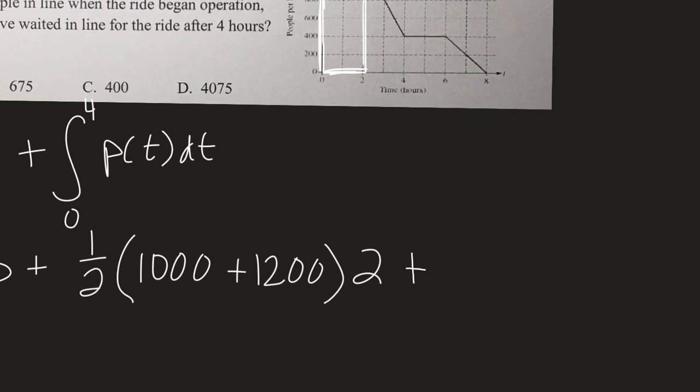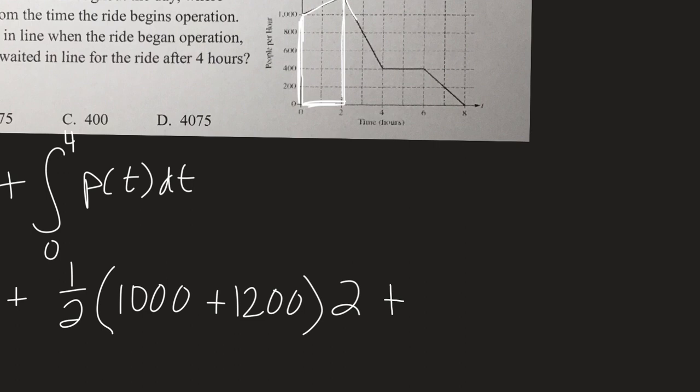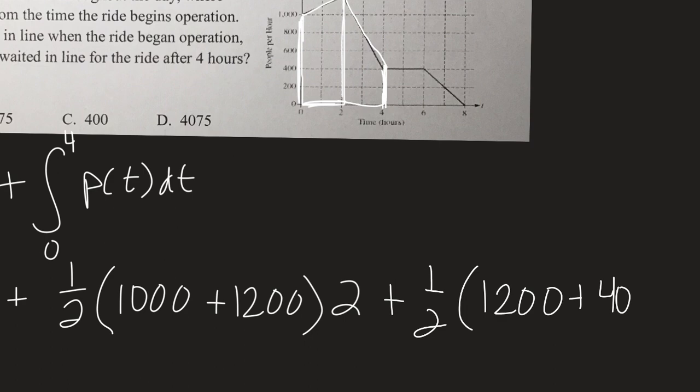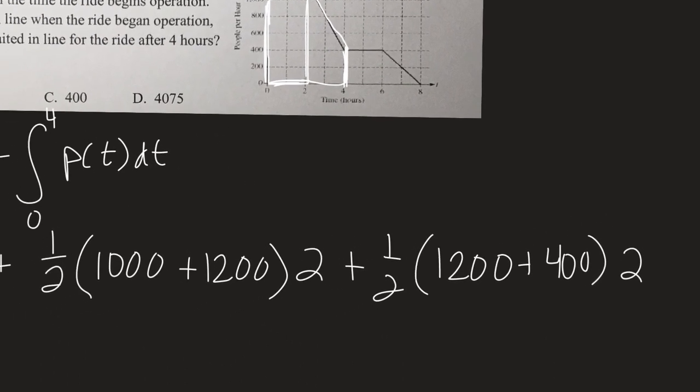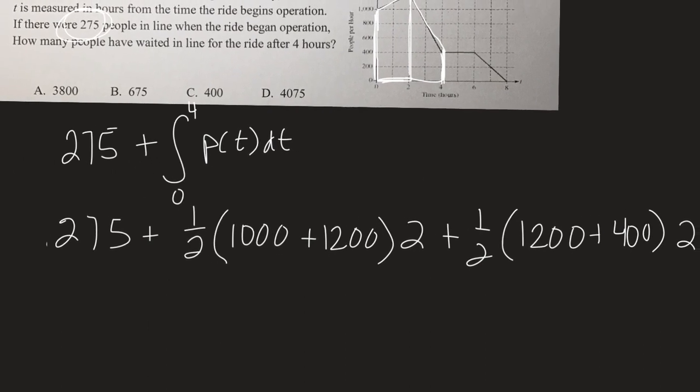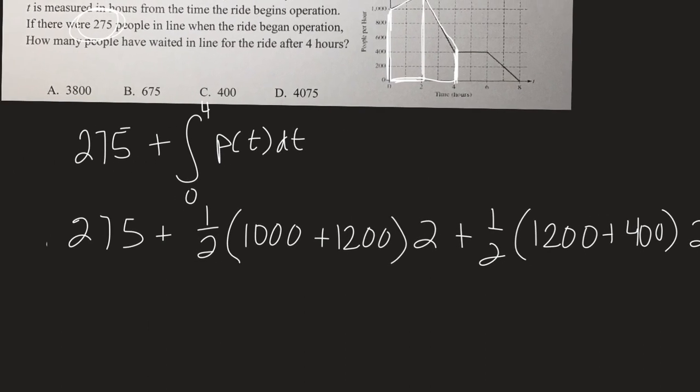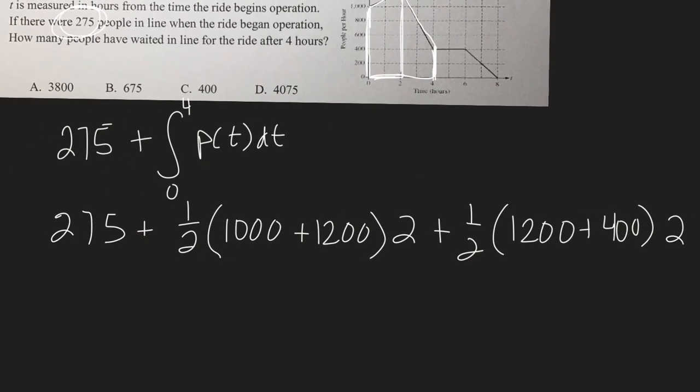Plus, I'm going to make another trapezoid here. All right, so 1/2 of my left side, which is 1,200, plus the right side, which is just 400 people, times, once again, my height, which is 2, so 2 hours. Okay, so I'm using a trapezoid method because that's what fits this graph really well. It looks like a trapezoid.